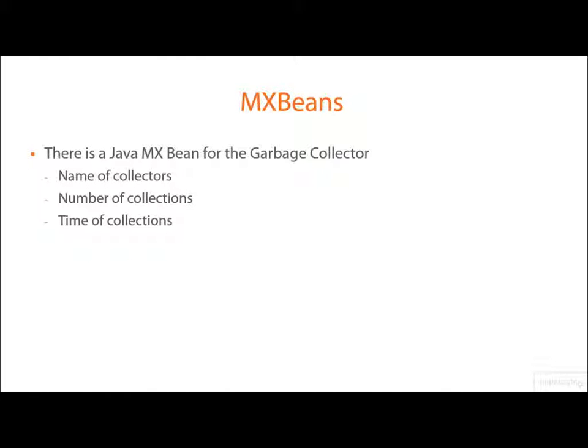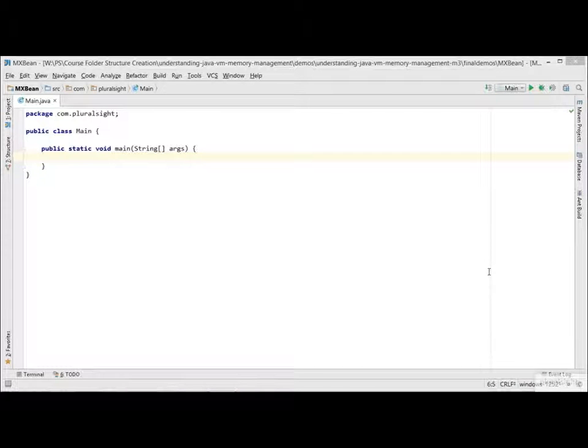So Java provides an MX bean for the garbage collector. And this bean lets us get the names of the garbage collectors that are currently active, the numbers of collections that those collectors have made, the times of those collections, and also some information about the memory pools those collectors manage. Java supports various management mechanisms known as the management beans.